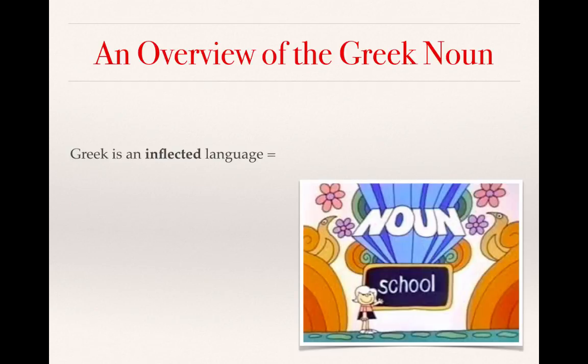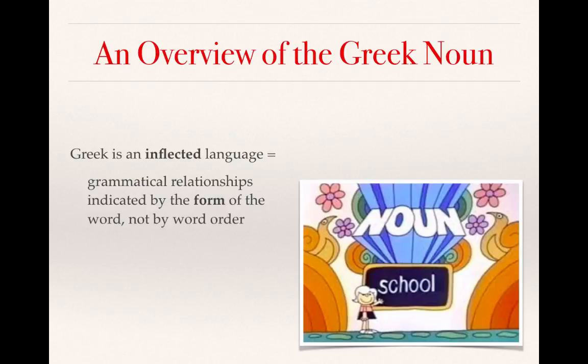Let's begin with an overview of the Greek noun. To begin with, it is necessary to know that Greek is an inflected language. And what that means is that grammatical relationships are indicated by the form of the word, not by word order.